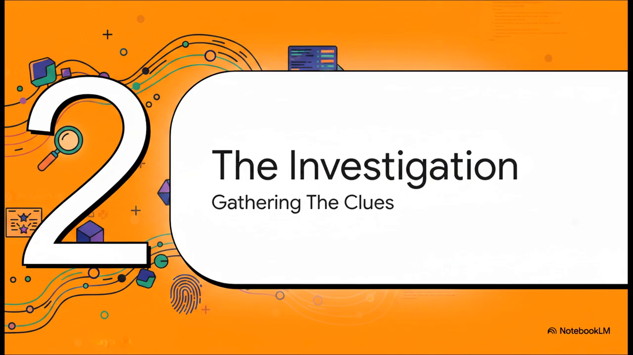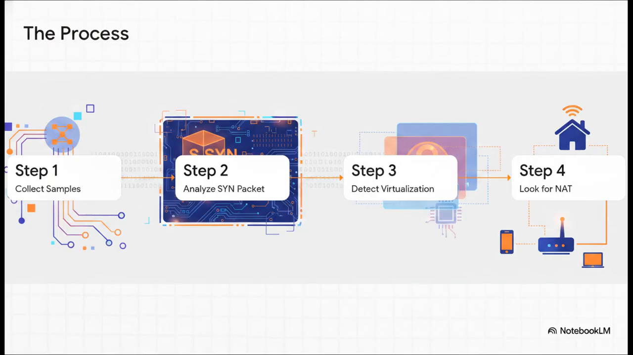All right, so how do we actually run this investigation? We're going to approach this just like detectives, okay? We're gathering clues directly from the network traffic itself. We are not taking anyone's word for it. No way. We're going to be collecting hard, forensic evidence right at the packet level. The whole process really breaks down into 4 key steps.